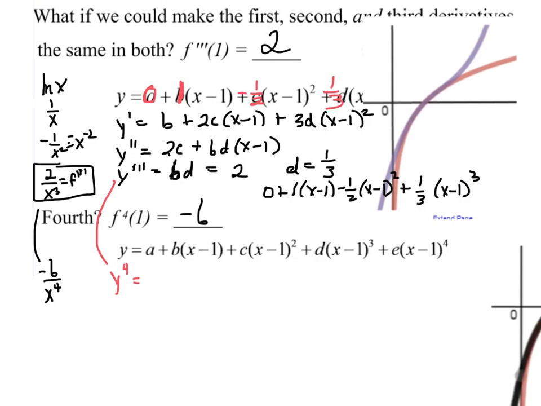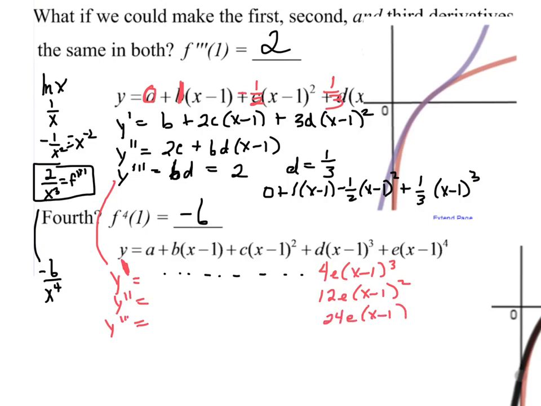I added this term at the end. So these terms would all be gone. The first derivative would have been 4e times x minus 1 cubed. The second derivative would have been 12e times x minus 1 squared. The third derivative would be 24e times x minus 1. And the fourth derivative would be 24e.